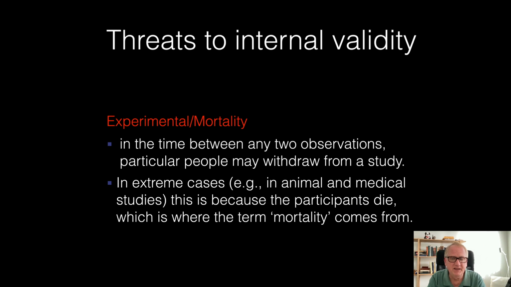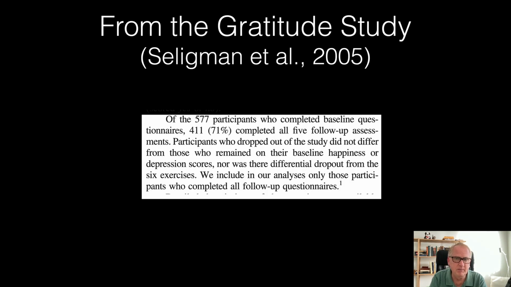In fact, in the Seligman study in 2005, they did mention a little bit about mortality. They say here, of the 577 participants who completed the baseline questionnaires, 71% completed all 5 follow-up assessments. Participants who dropped out of the study, they say, did not differ from those who remained on their baseline happiness or depression scores, nor was there differential dropout from the 6 exercises. We include in our analyses only those participants who completed all the follow-up questionnaires.